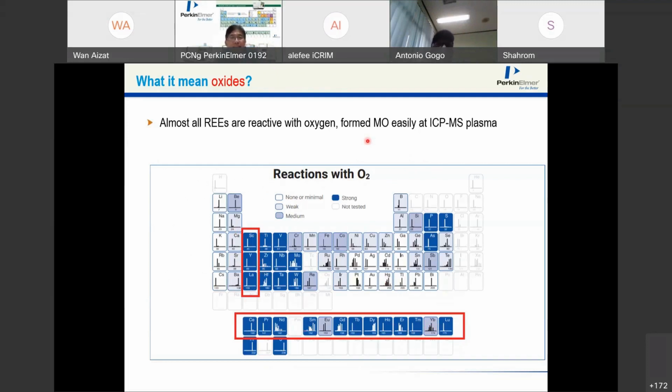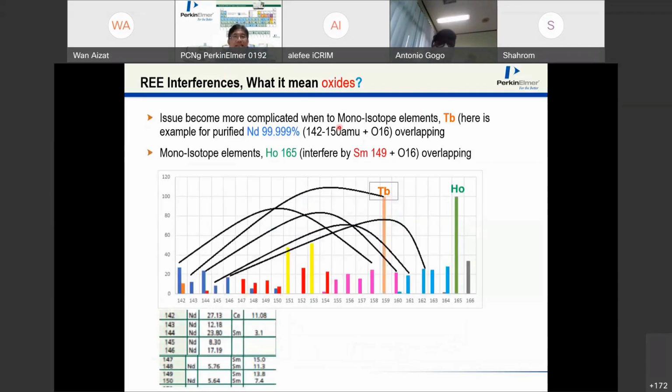So now look at this chart, very interesting. TB is this red element, mass 159. Now look at ND, ND 142. ND has many isotopes from 142 to 150. As long as this ND is 99%, it's okay. But this ND 99.99% overlaps with other elements. So for example, 142 is ND; if it forms oxide, ND oxide plus 16 interferes.